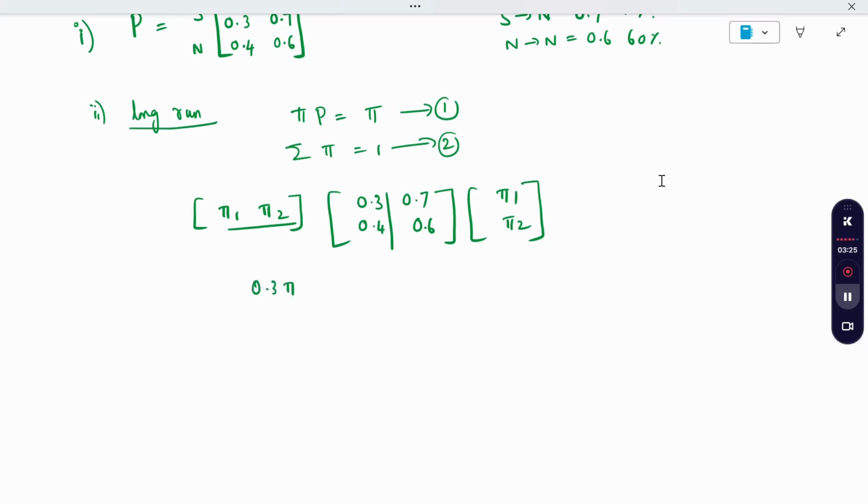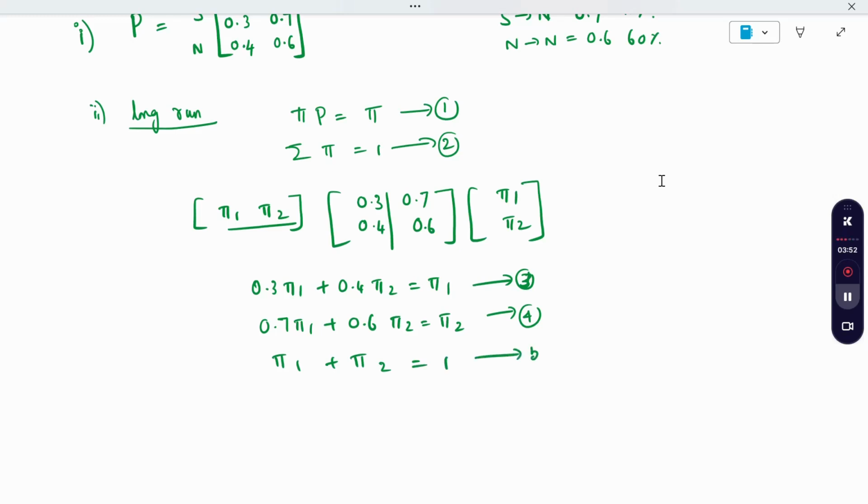0.3 pi 1 plus 0.4 pi 2 equals pi 1. Same way, 0.7 pi 1 plus 0.6 pi 2 equals pi 2. We have two sets of equations, already written as equations 3 and 4. From my second equation, pi 1 plus pi 2 equals 1, so this is my fifth equation. Solve all three, solve it.